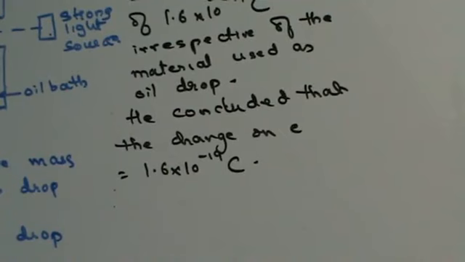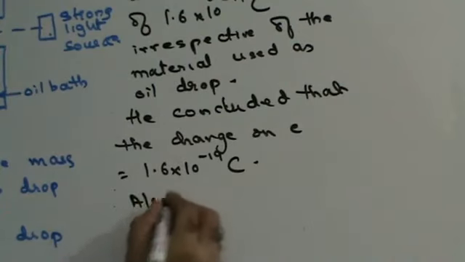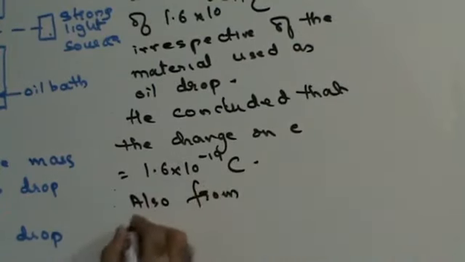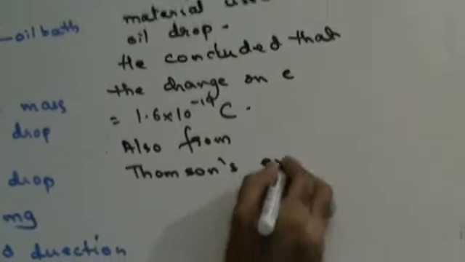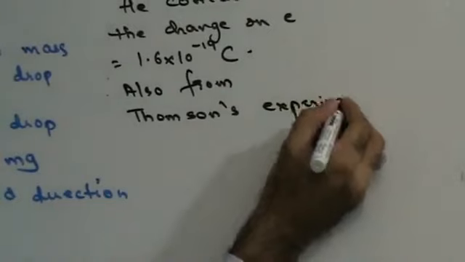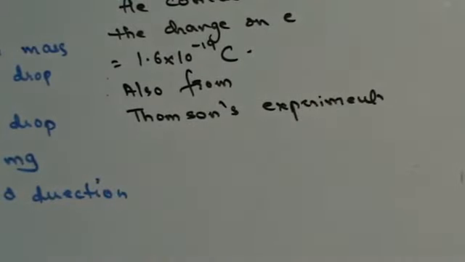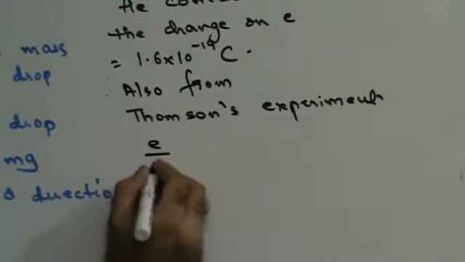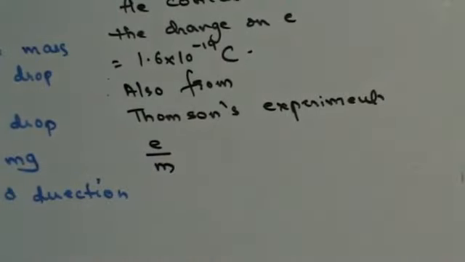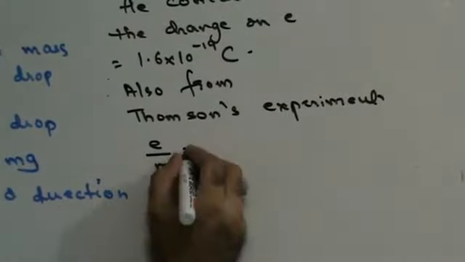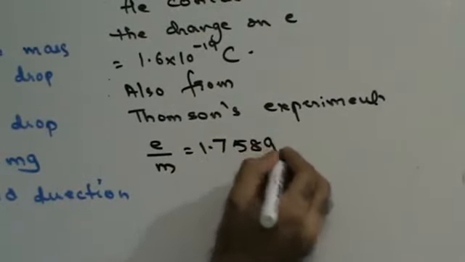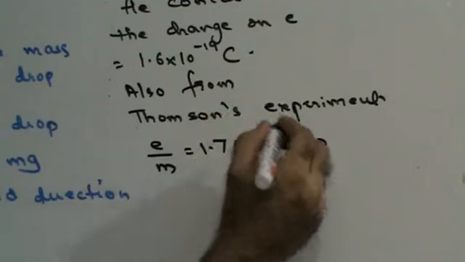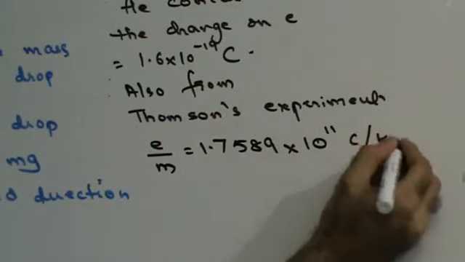Now, we had already found out from Thomson's experiment that e upon m, the ratio of e upon m is nothing but 1.7589 into 10 raised to 11 coulombs per kg.